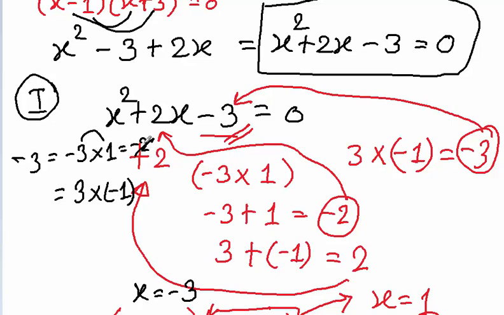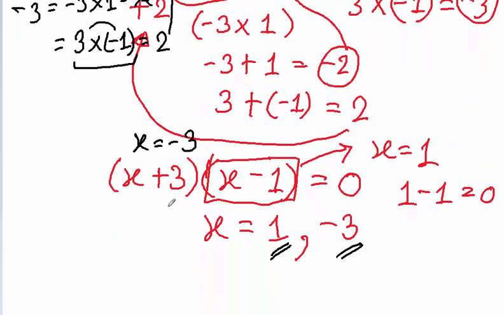That's not making sense because we have the factor of just x plus 2, right? This one plus 2, that's exactly the same. So we can conclude that x plus 3 and x minus 1 are factors. So we write down x plus 3 and x minus 1, and we try to find the solution. It's going to be x equal to 1 and minus 3.